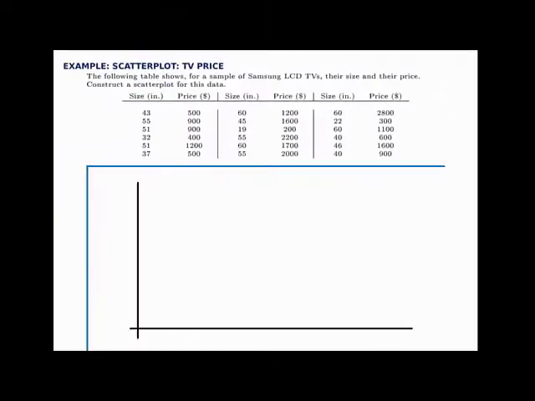In this example, we'll construct a scatter plot for some data that we're given. We're given the sizes of several TVs and the price that goes along with each one. Now our data is separated into 3 categories just so that the table could fit easily here, but side by side you'll see a size and a price where the size is given in inches and the price is given in dollars. And we want to construct a scatter plot where we compare these 2 variables.